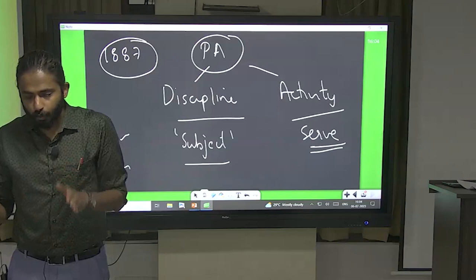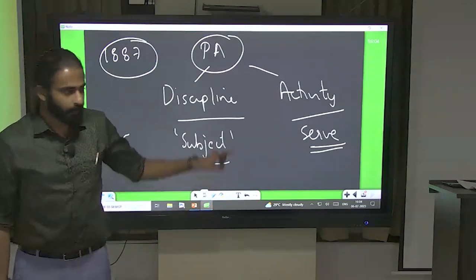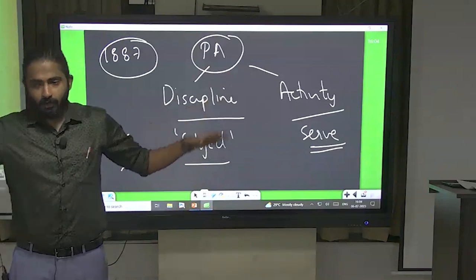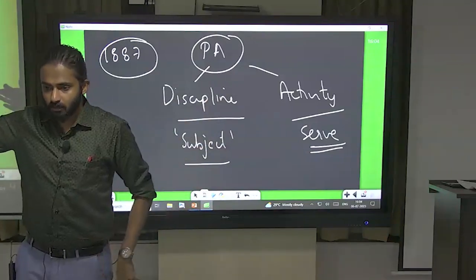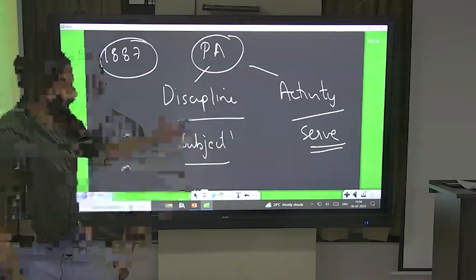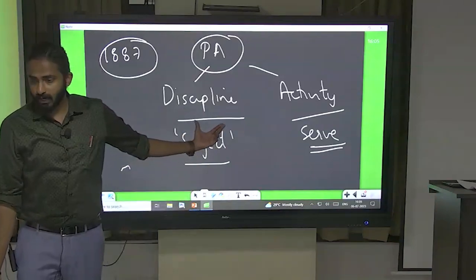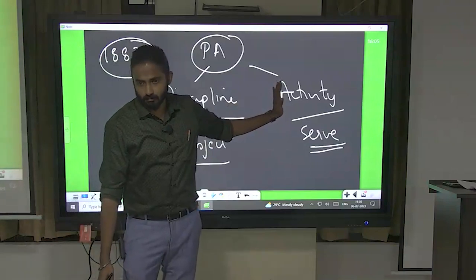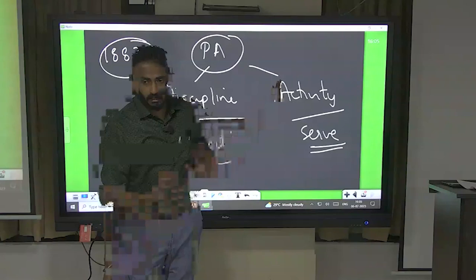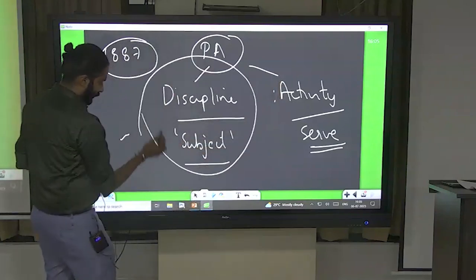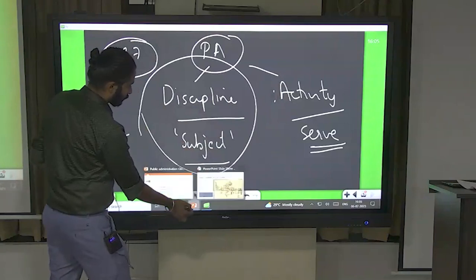So what are we going to do here? We are going to deal with the discipline of public administration first. Then you are going to LBSNAA. What is LBSNAA? Lal Bahadur Shastri National Academy of Administration. There you will deal with the discipline. You will study the subject and then you will come to your home cadre and you will apply it. The activity. There are two aspects. The first part is mostly dealing with the disciplinary concern.